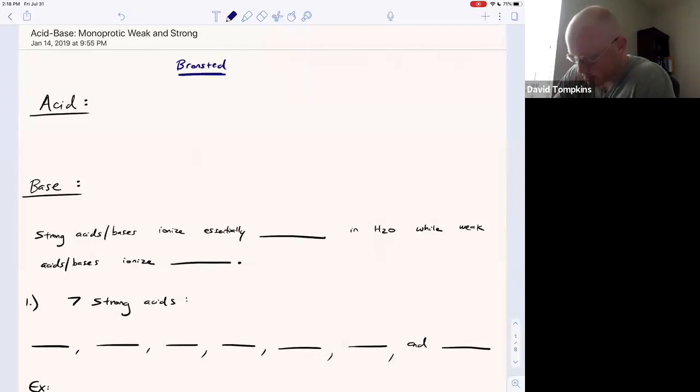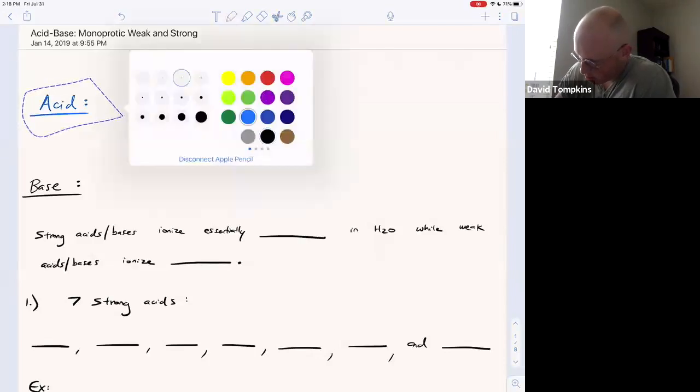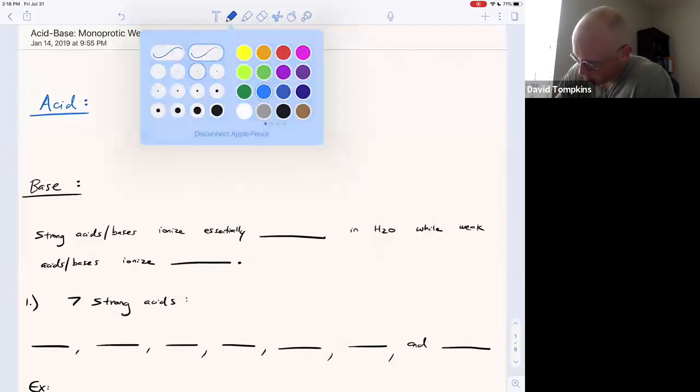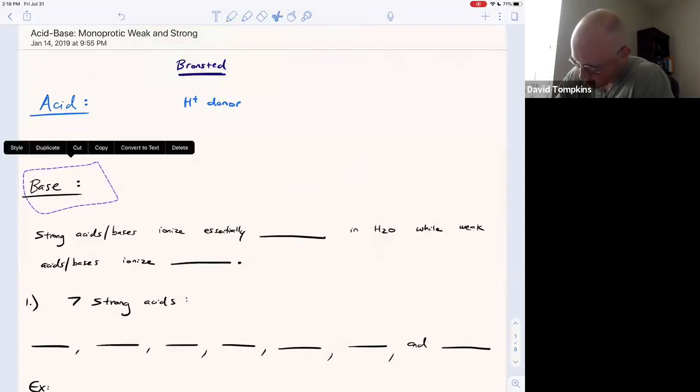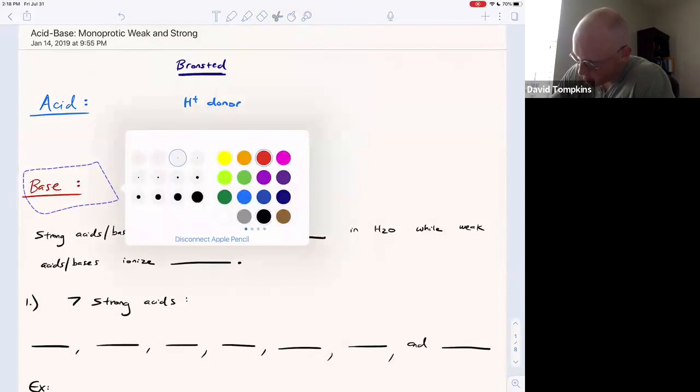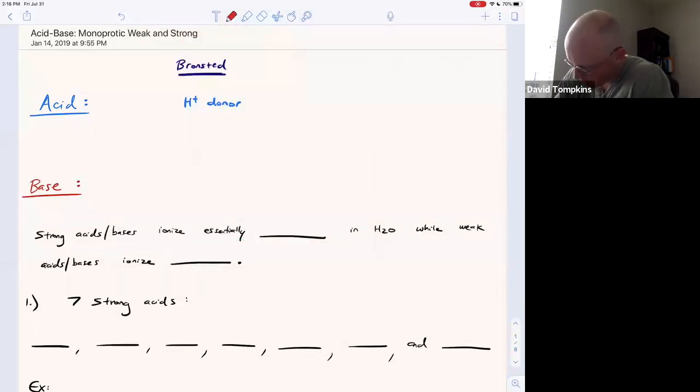And Bronsted says that an acid is going to be a proton donor, and that proton will be accepted by an atom that is basic. A Bronsted base is known as a proton acceptor.